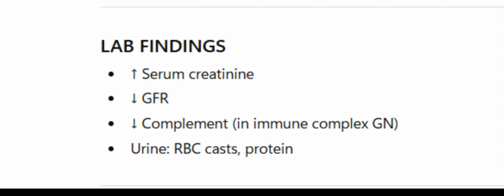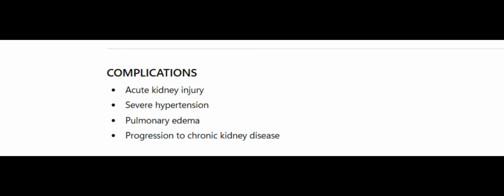The lab findings of nephritic syndrome include increased creatinine levels due to decreased GFR, and the complement system is activated. Protein and RBC casts are present in urine. Nephritic syndrome causes acute kidney injury, severe hypertension due to decreased GFR and increased RAS activation, pulmonary edema, loss of albumin protein in urine, and progression to chronic kidney failure.